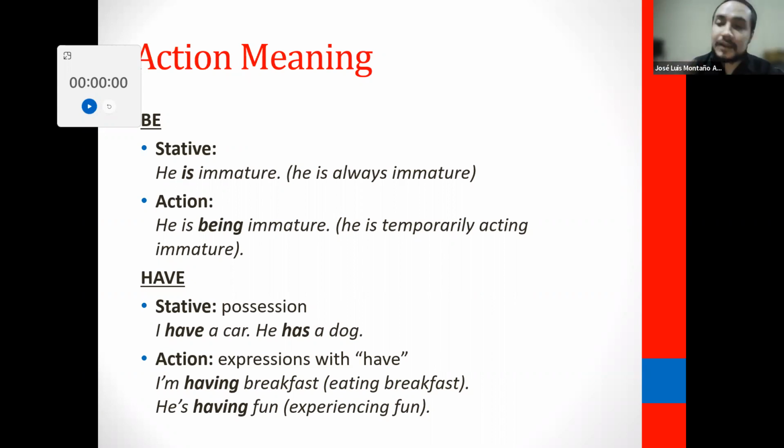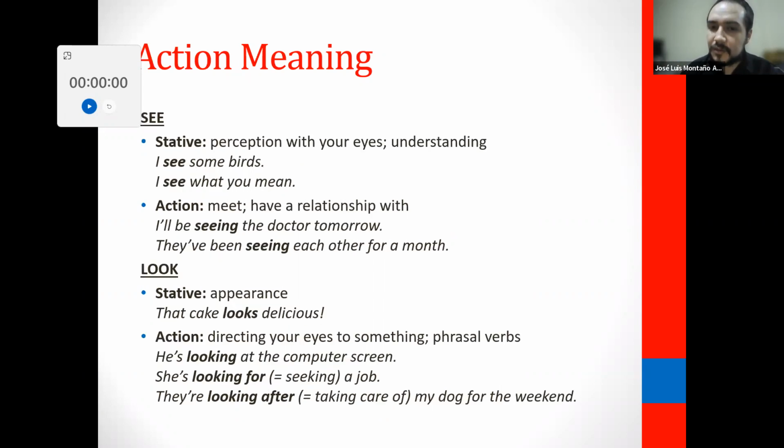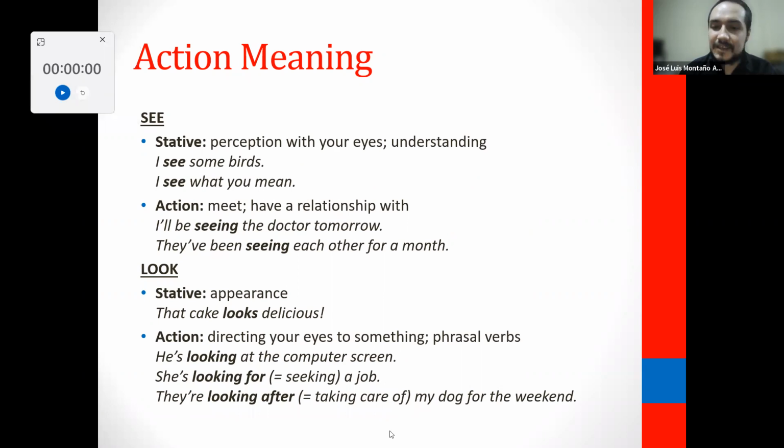So if you use have as eat, drink, or as experience, I'm having fun, I'm having a good time, then you can use the action form. All right. But again, practice that one. If you have questions about that, you're going to let me know. All right. Here, what you're going to practice with me is see.